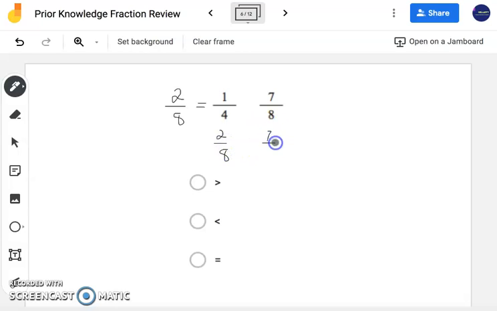And now, since they have the same denominator, all you have to do is take a look at your numerators. And you see that 2/8 happens to be less than 7/8. So here in this problem, you would choose 2/8 is less than 7/8. You can also choose to use the equivalent fraction method. Maybe you didn't pick up on that right away.